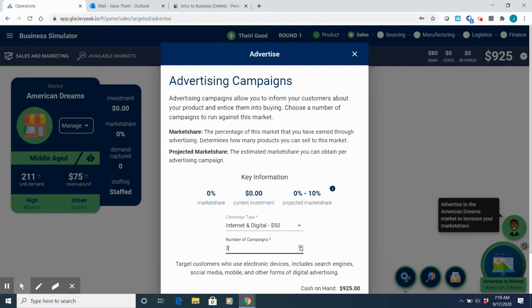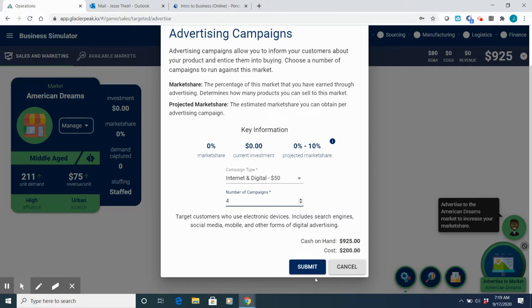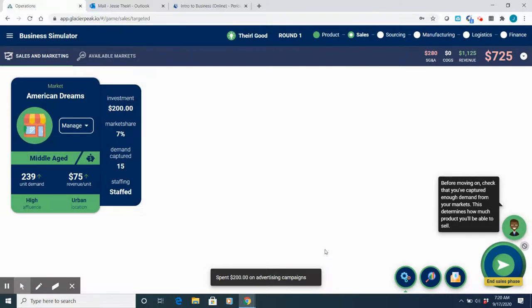I'm going to spend a little bit of money just because I really want to inform that audience. So you can see here's my cost down here. I'm going to go ahead and spend $200. And then that's kind of that part. You can see what happened. I spent $200 to advertise to these people.